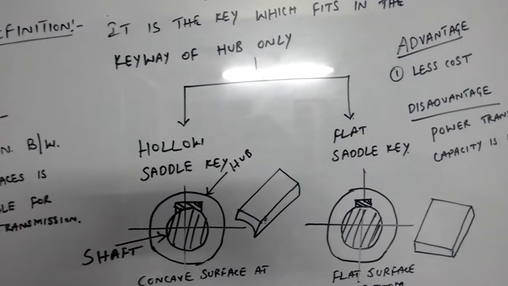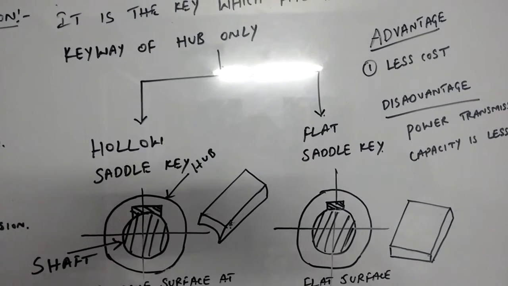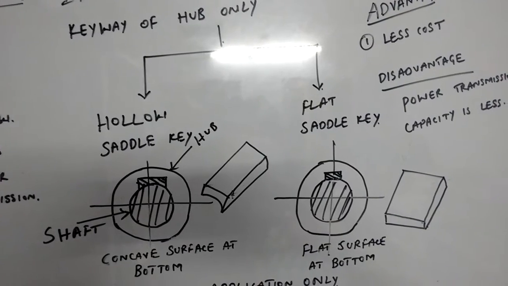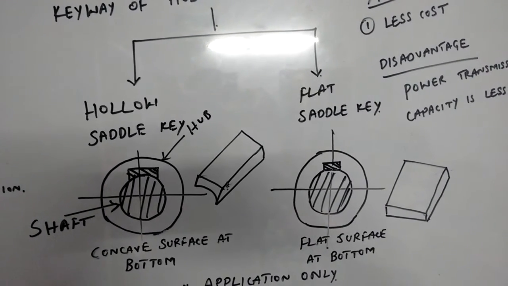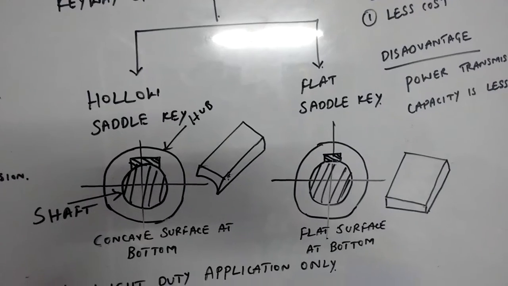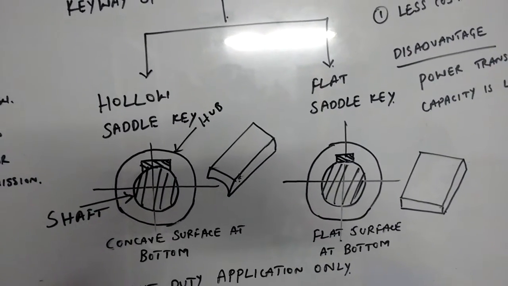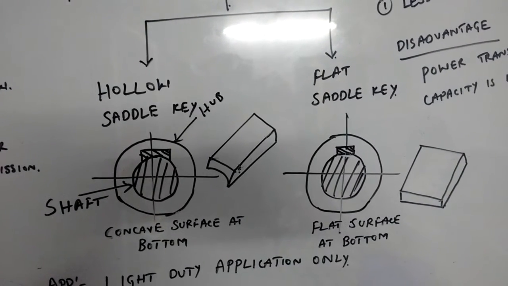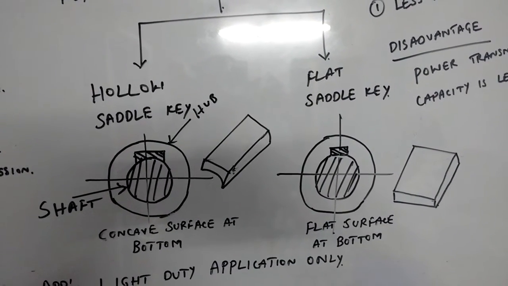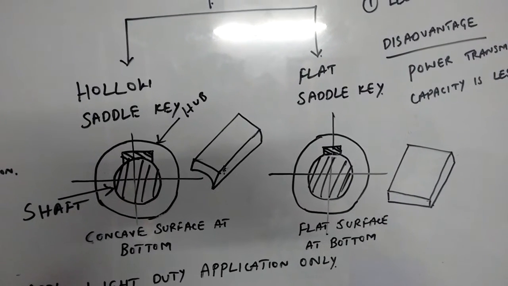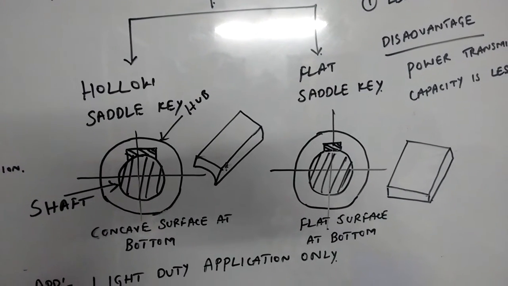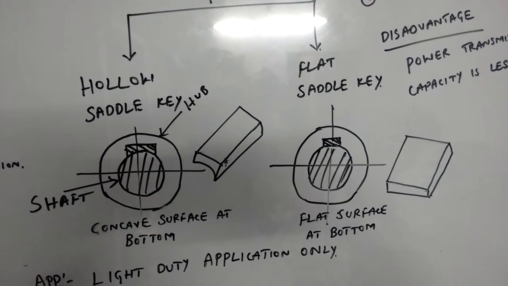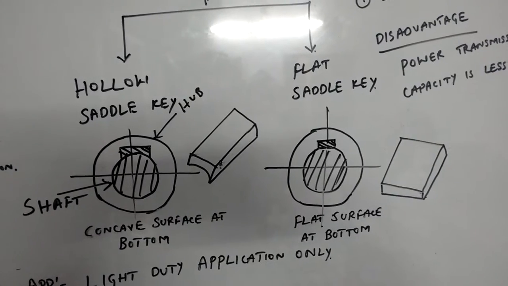Now there are two types of saddle keys: hollow saddle key and flat saddle key. The major difference between the hollow saddle key and the flat saddle key is, when you observe the bottom part of the key, if a concave surface is present, then we can call it a hollow saddle key. If at the bottom part of the key you find a flat surface, then we can call it a flat saddle key.